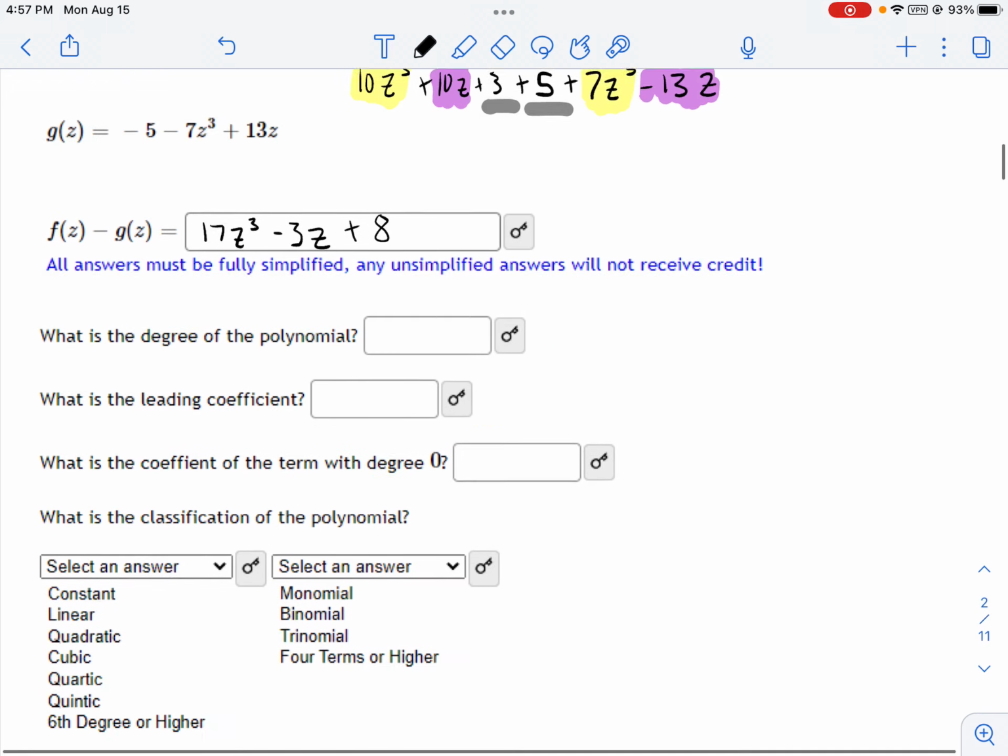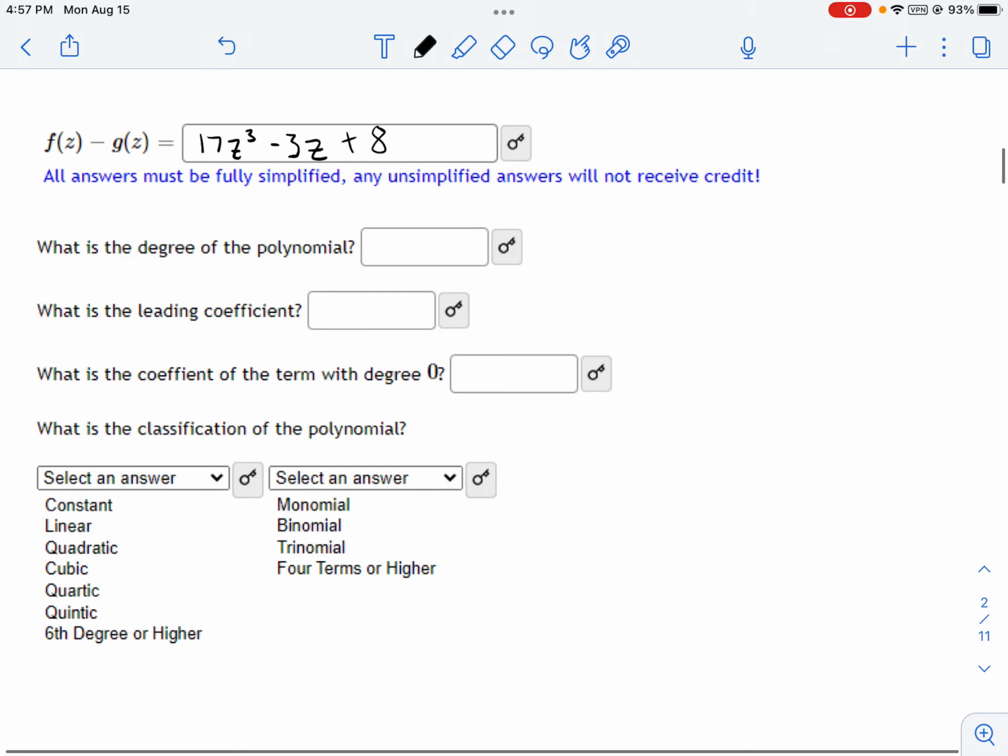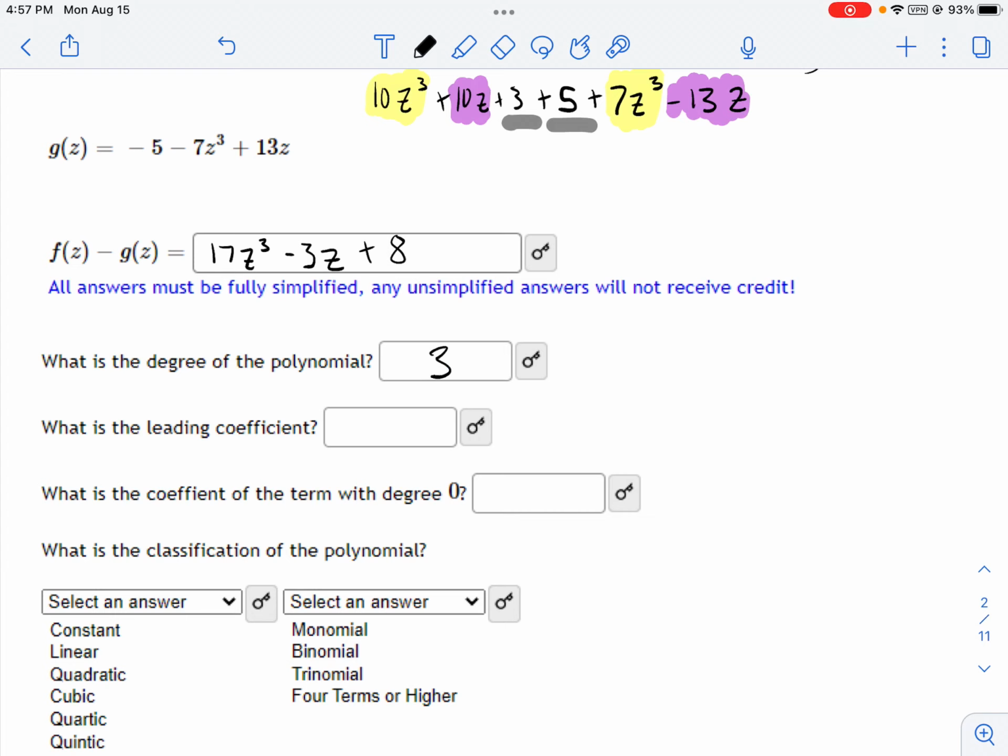Alright, let's answer some vocab. So, degree of the polynomial is really just saying, what is the highest exponent possible here? Well, the highest exponent on our problem is a 3. That's the degree of your polynomial. Now, the degree of the polynomial versus degree of terms are two different things. The polynomial is the highest exponent out of everything. Degree of the term refers to one specific piece of the polynomial.